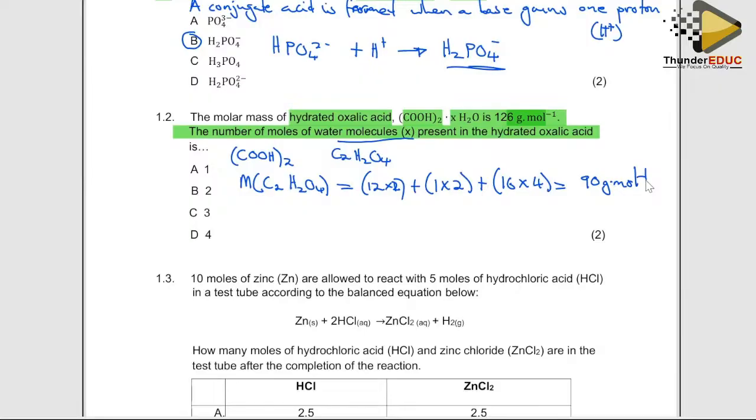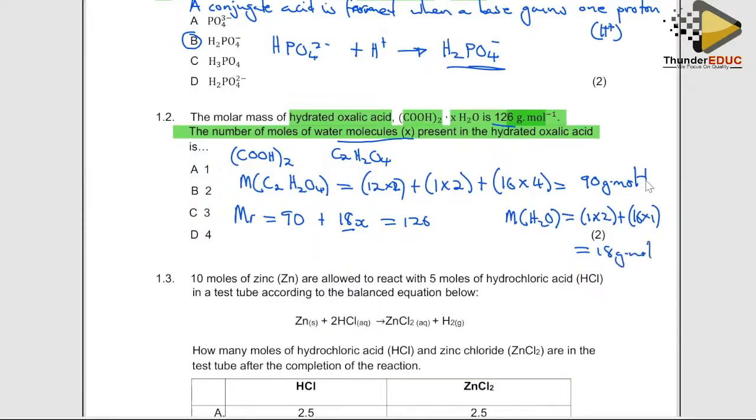Then after this, we need to calculate the relative molecular mass of the hydrated acid. So this one is equivalent to 90 plus 18x, which is equal to this value, 126. Someone might wonder where I got my 18 from. This is how I got my 18: hydrogen has a mass of 1 multiplied by 2, then plus 16 multiplied by 1, which is my oxygen. Therefore, I'm going to get an answer of 18 grams per mole for water.